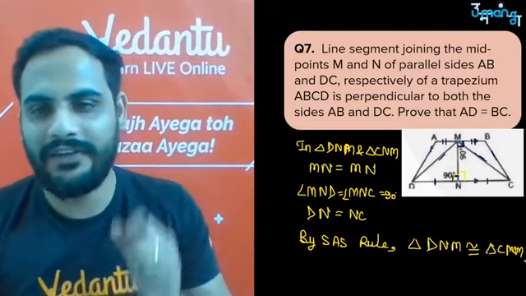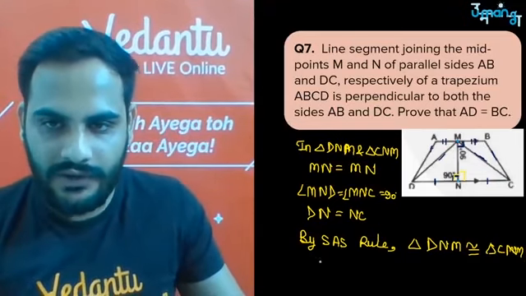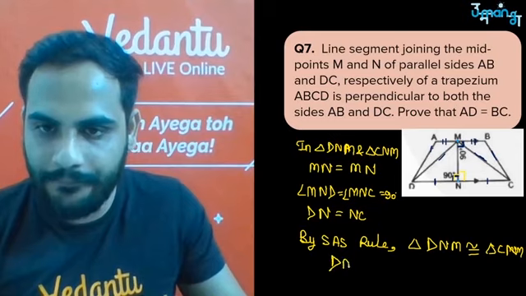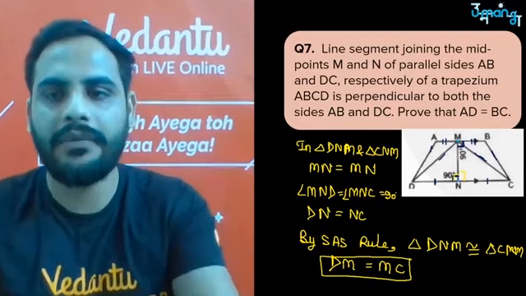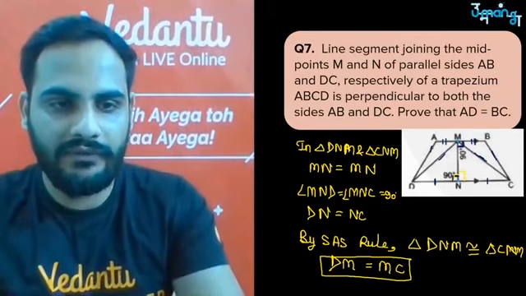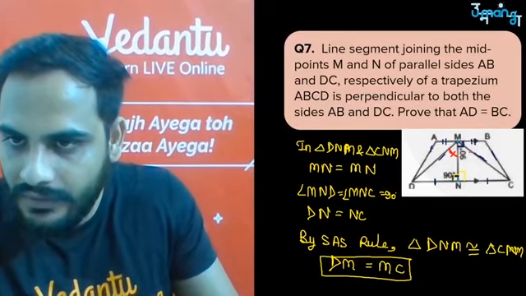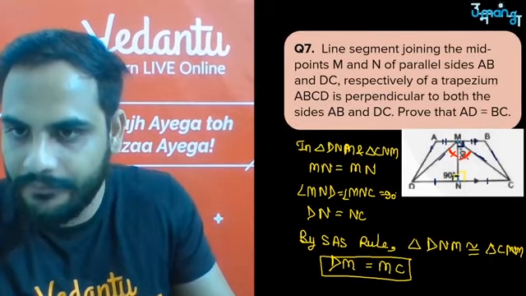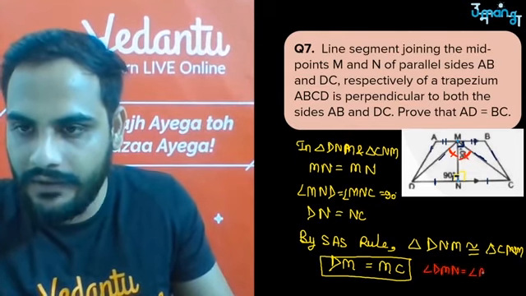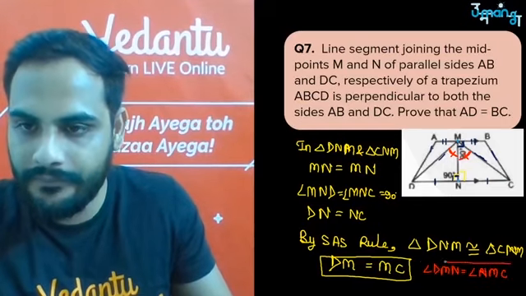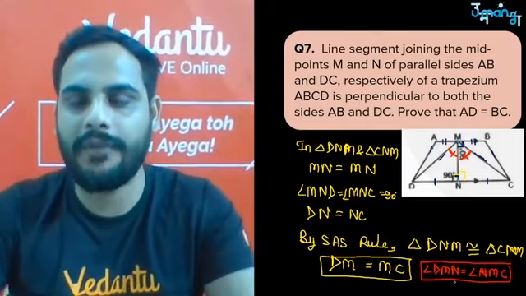Now once they are congruent, by CPCT see what things we know. We got to know that DM is equal to MC. One more thing which will be important for me is that angle DMN is equal to angle NMC. That I have got by CPCT.